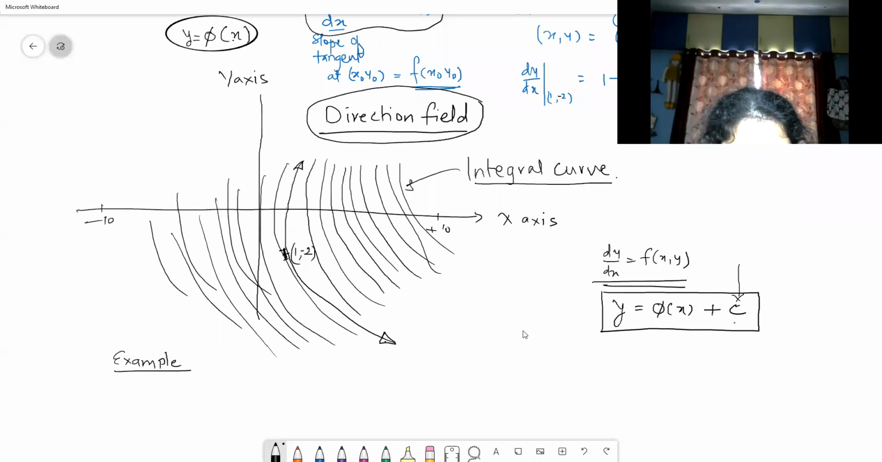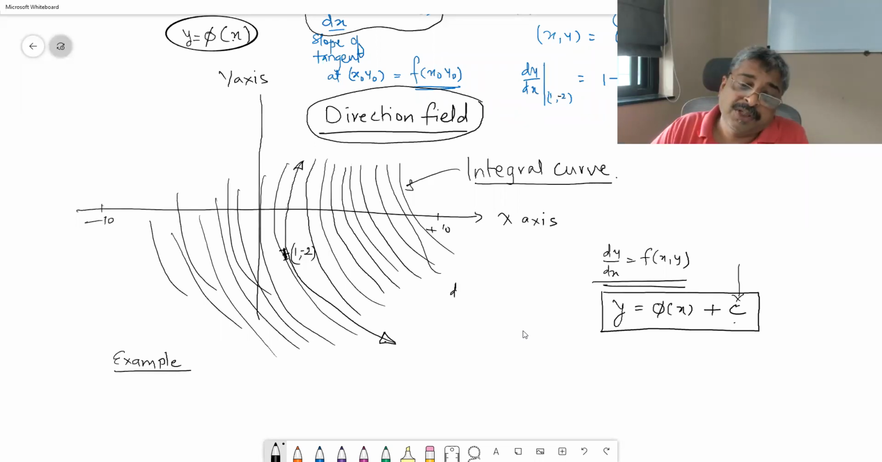And moreover, if the order of the differential equation is 1, no, I should not disclose this at the moment. Let's face the situation and I will explain that later on.